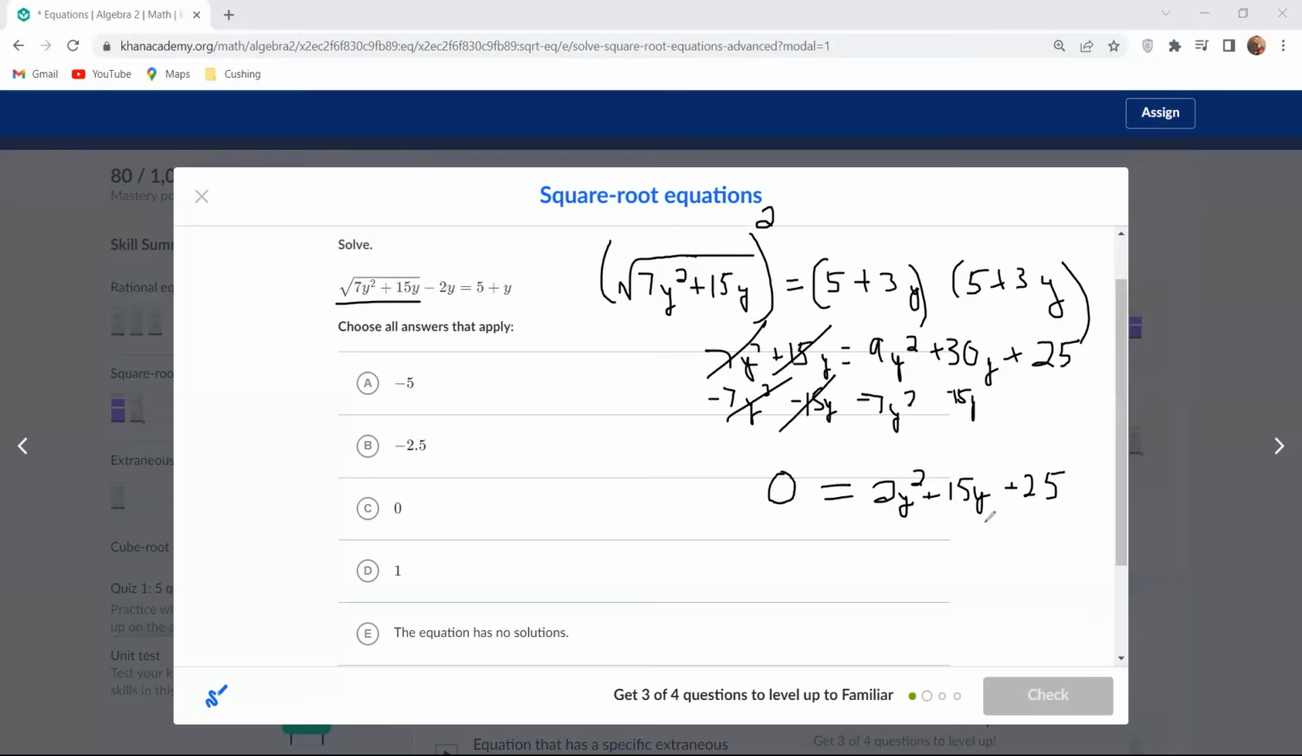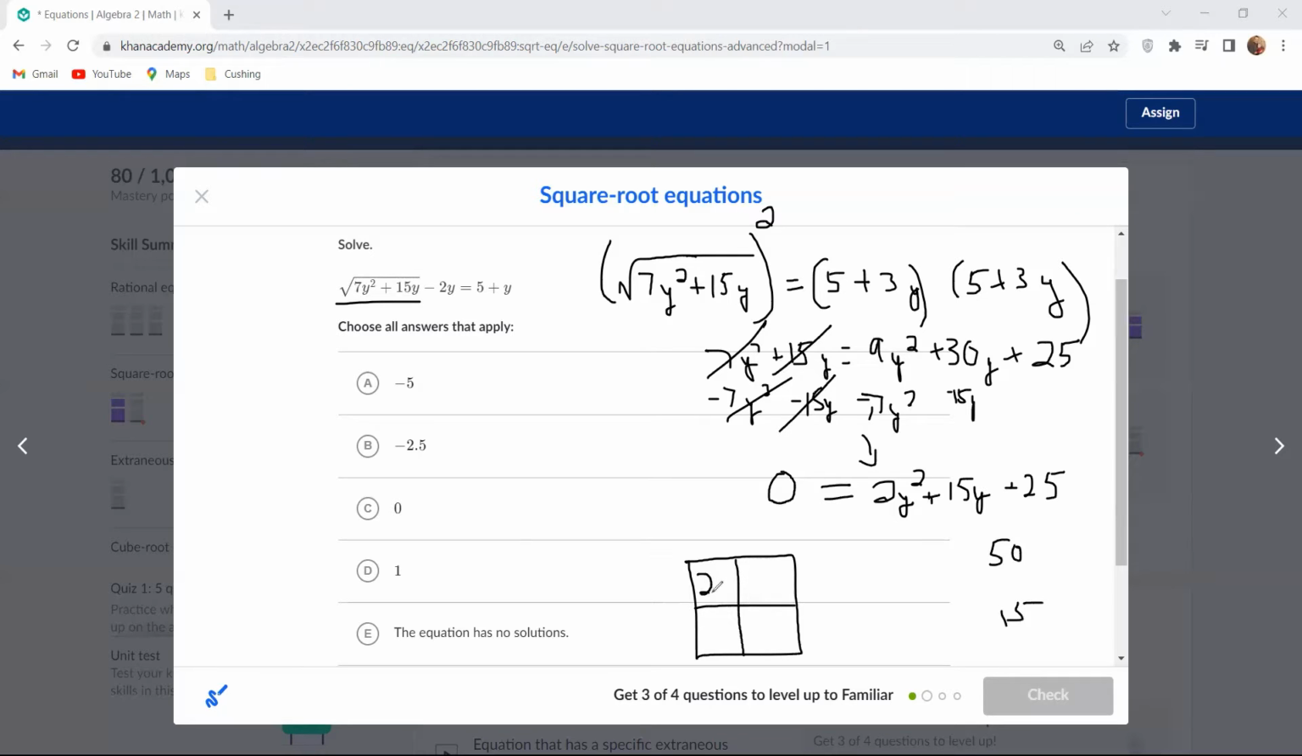So this is going to let me factor or use the quadratic formula. So in the hints, it'll show you the quadratic formula. But here, I know I need a box because the leading coefficient is not 1. This leading coefficient is 2. So I can't just use simple factoring. So I need two numbers that multiply to 50 and add to 15.